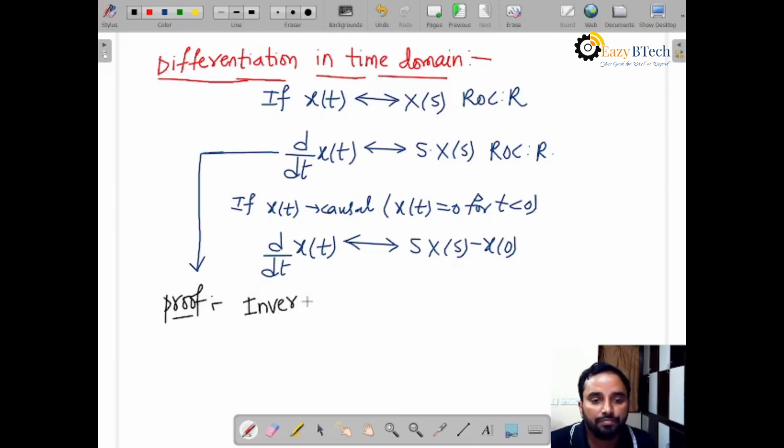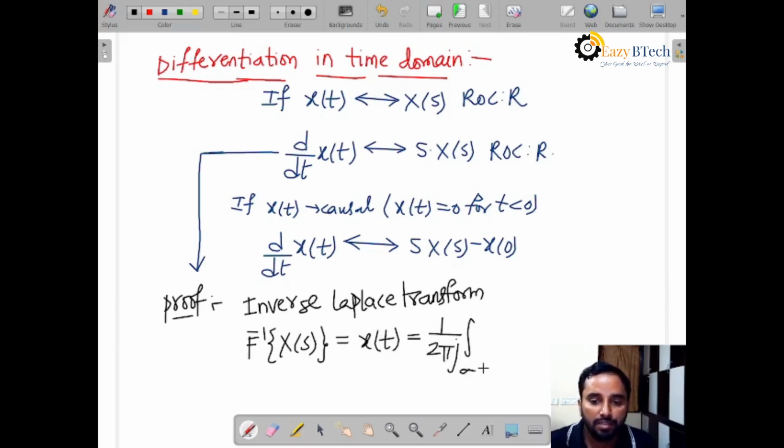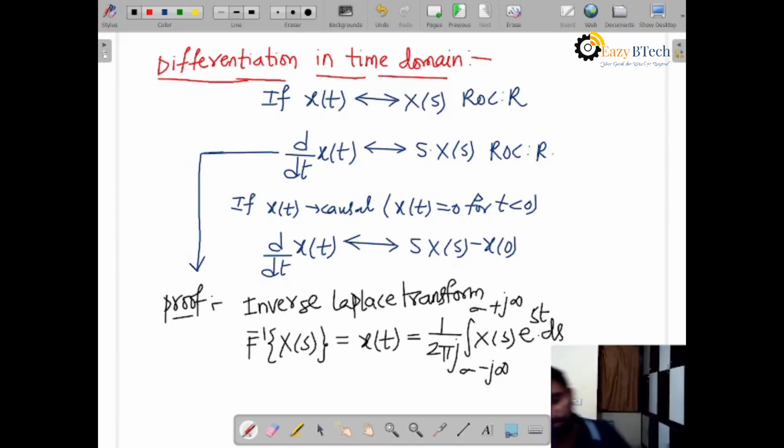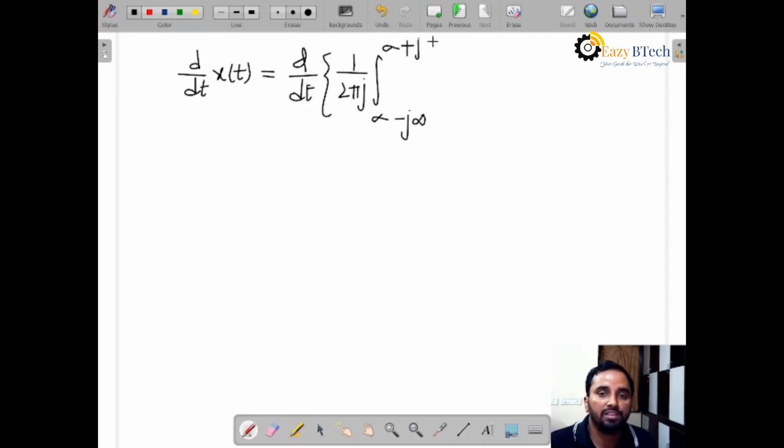What is the inverse Laplace formula? The inverse Laplace transform of X of s is equal to small x of t, which is equal to 1 by 2 pi j integral from sigma minus j infinity to sigma plus j infinity of X of s into e to the power st ds. Right? This is the inverse Laplace formula. Then we want d by dt of x of t, so go to the next step. d by dt of x of t is equal to d by dt of the inverse Laplace formula, 1 by 2 pi j integral sigma minus j infinity to sigma plus j infinity X of s e to the power st ds.